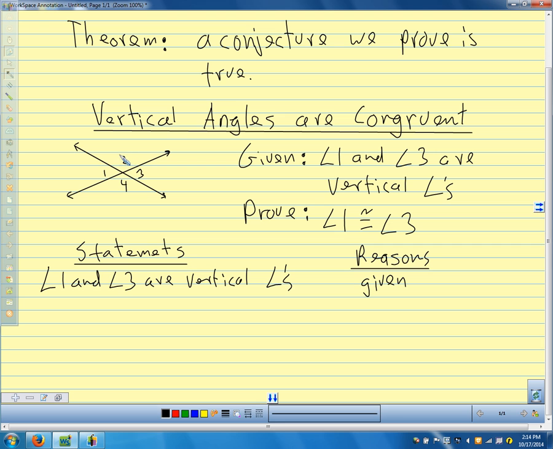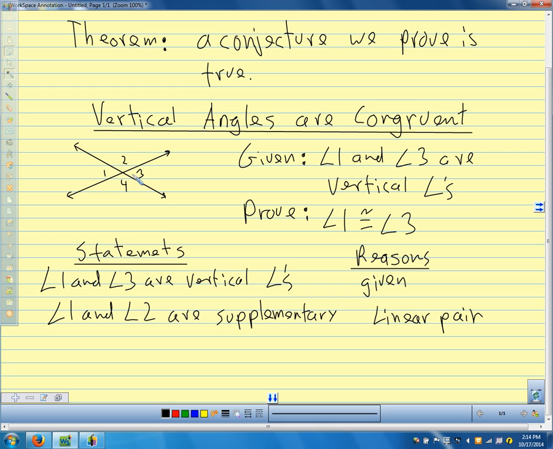They're supplementary, right? Isn't that just like we talked about on our opener? Angle 1 and angle 2 are supplementary. And what did we say a reason could be for that? What do we call those two kinds of angles? Linear pair. We know a linear pair is supplementary. So I'm going to say linear pair.